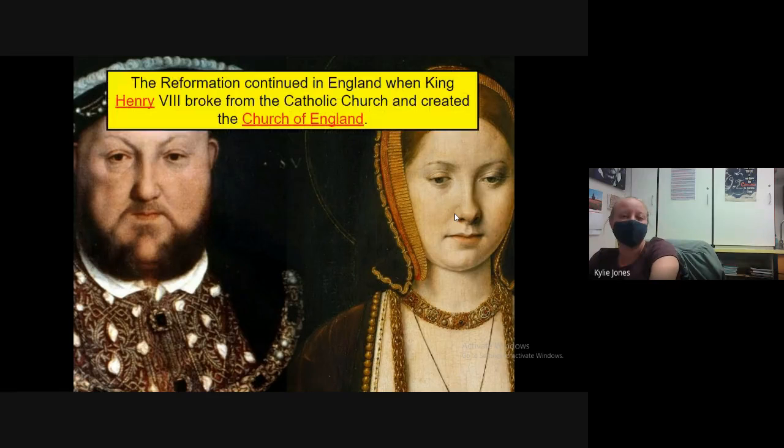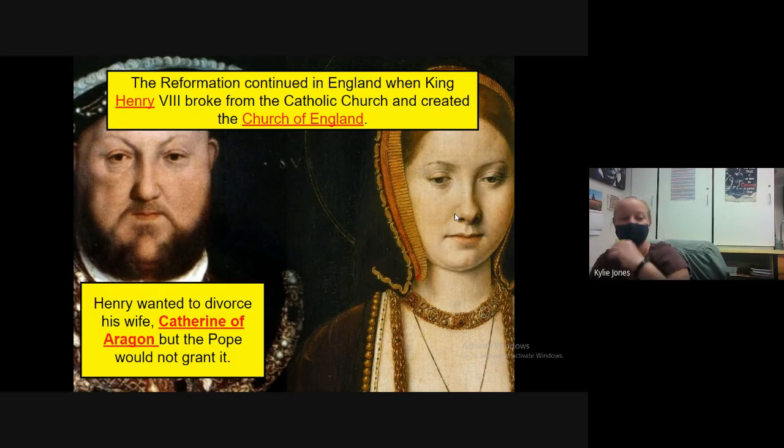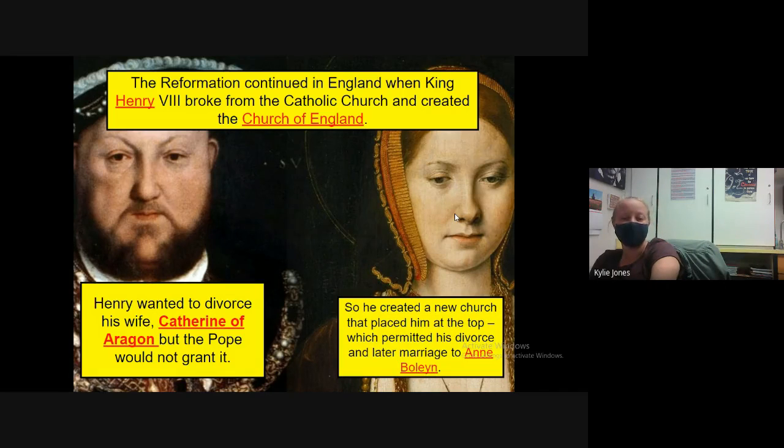The Reformation continued in England when King Henry VIII broke away from the Catholic Church and created the Church of England. From what I know, King Henry VIII is not a good dude. Henry wanted to divorce his wife, Catherine of Aragon, but the Pope would not grant it. Back then, the concept of divorce was not good. They could kill you for getting a divorce. So instead, he created a new church that put him at the top of the church. And then he permitted his own divorce and later married Anne Boleyn.